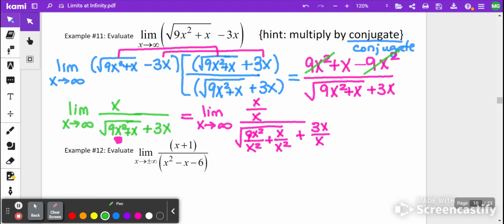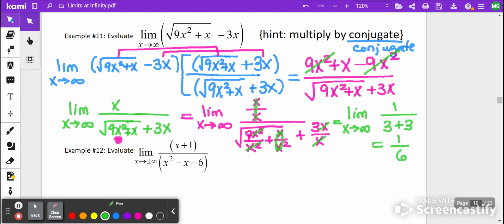What does this become? What does this approach? The numerator approaches 1. The denominator, these will cancel out, and this approaches 0. And then these will cancel out, so it will approach 3. So let's look at what that looks like. I'm kind of running out of space here. We will have 1 over the square root of 9 plus 0, so the square root of 9, which is 3, plus 3, which is 1 over 6.